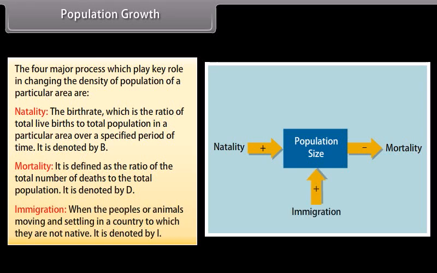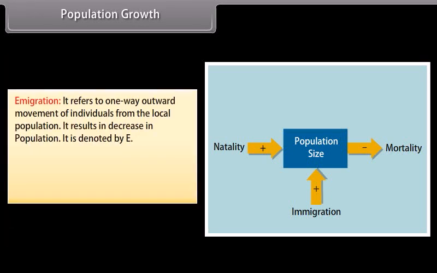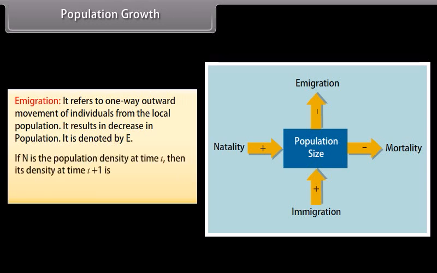Immigration. When people or animals move and settle in a country to which they are not native, it is denoted by I. Emigration. It refers to one-way outward movement of individuals from the local population. It results in decrease in population. It is denoted by E. If N is the population density at time t, then its density at time t plus 1 is Nt+1, which equals Nt plus B plus I minus D plus E.